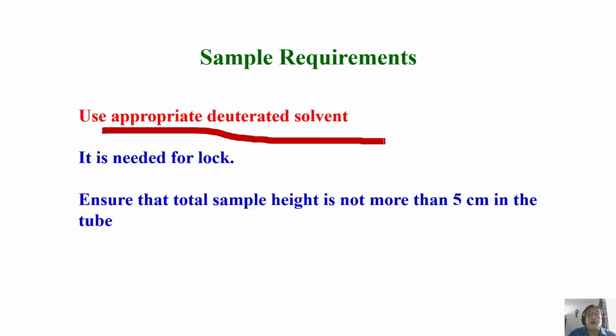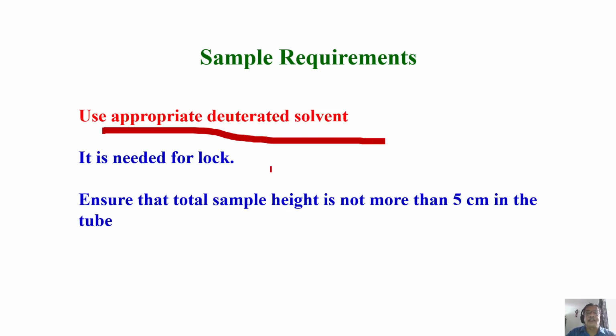Now, continuing with the sample requirement, you need to choose an appropriate deuterated solvent. What is that appropriate deuterated solvent? If your sample is soluble in chloroform, you cannot take CHCl3 as a solvent. You always require deuterated solvents in NMR, like CDCl3, dimethyl sulfoxide-d6, CD3CN. If it is a water-soluble sample, it is D2O. These are the things you need.